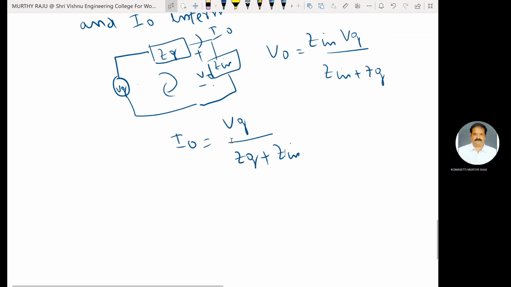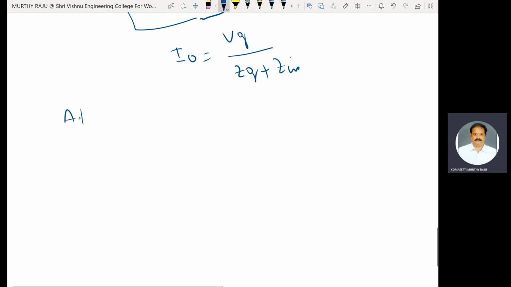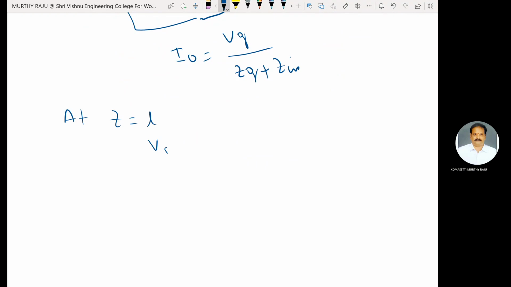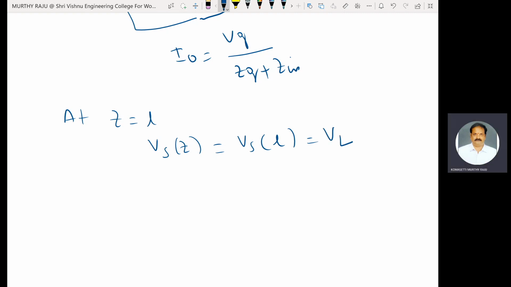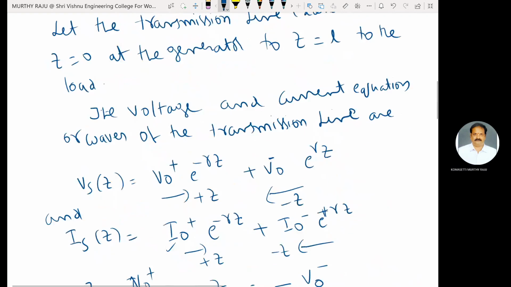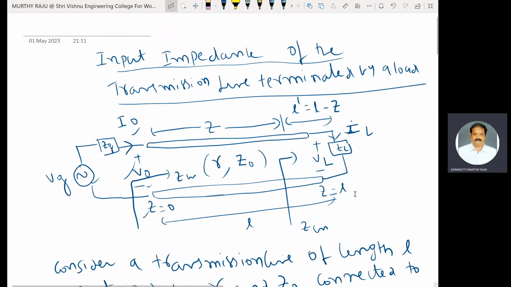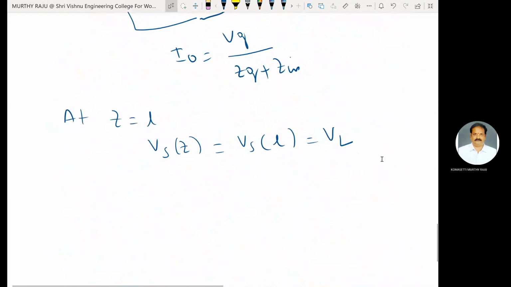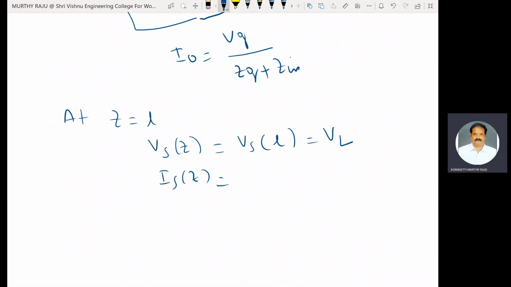Next, at z is equal to L, write down that equation. Vs of z is equal to Vs of L, which is equal to VL. Consider this equivalent circuit, the entire equivalent circuit here. At z is equal to L, Vs of L is equal to VL and Is of L is equal to IL. Consider these equations: Is of z is equal to Is of L is equal to IL.